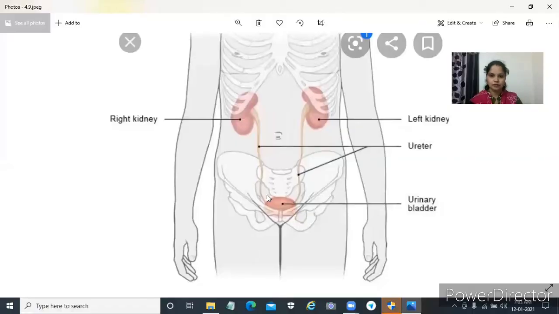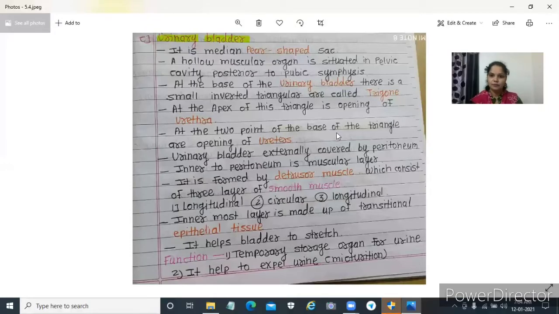Look at this picture. Here is the position of the urinary bladder in the pubis region. So there is the base of the urinary bladder, and here are the openings of the two ureters, at the 2 points of the base of the triangle. The urinary bladder is externally covered by a peritoneum. Inner to the peritoneum is a muscular layer, which forms the detrusor muscles.